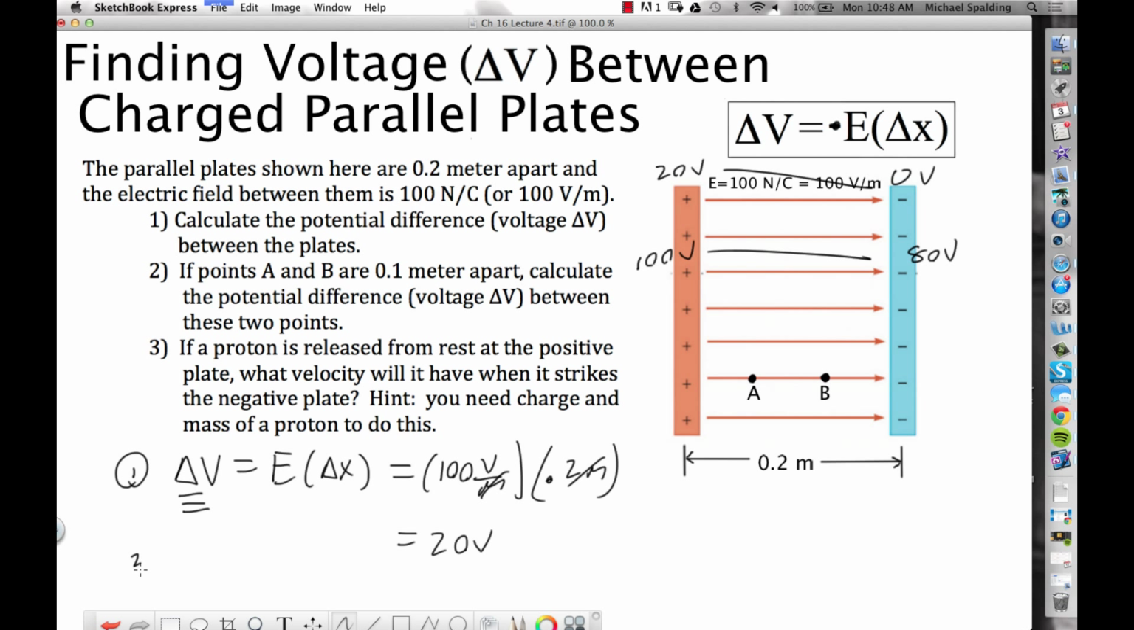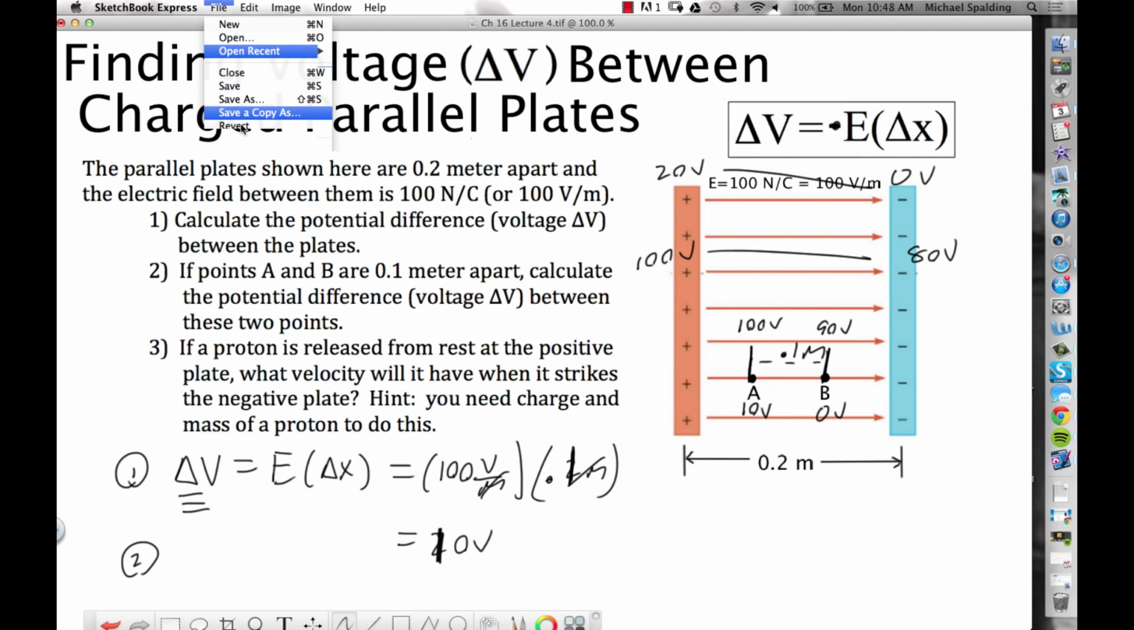Okay. Number 2, you're plugging into the same equation. We'll just do right here. Instead of 0.2, you're told that the distance between A and B, this distance in here, is 0.1 meters. So just change the 0.2 to 0.1. So how many volts are there between points A and B? Maybe 10. That make sense? So point A, for example, 10 volt, point B, 0. The change would be 10. Or you could say 100 volt and 90 volt. It's the difference between the 2 points.